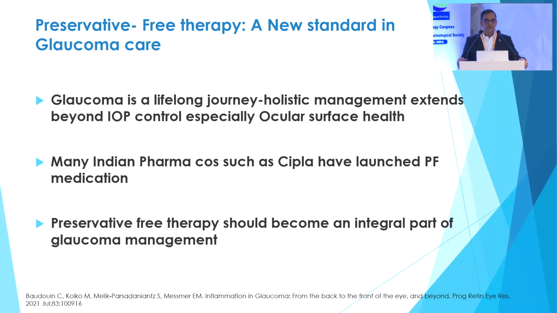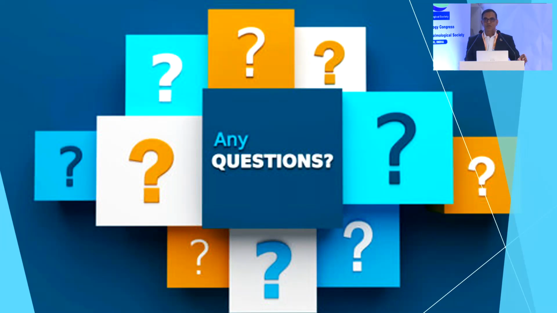To summarize, preservative-free glaucoma therapy is probably a new standard in glaucoma care. It has been there for a long time, but we now have almost all companies that have come out with preservative-free medication. Glaucoma is a lifelong journey. Holistic management extends beyond IOP control, especially caring for the ocular surface health. Many Indian pharma companies have launched the PF medication, and it should probably become an integral part of our glaucoma management. Thank you all for listening.